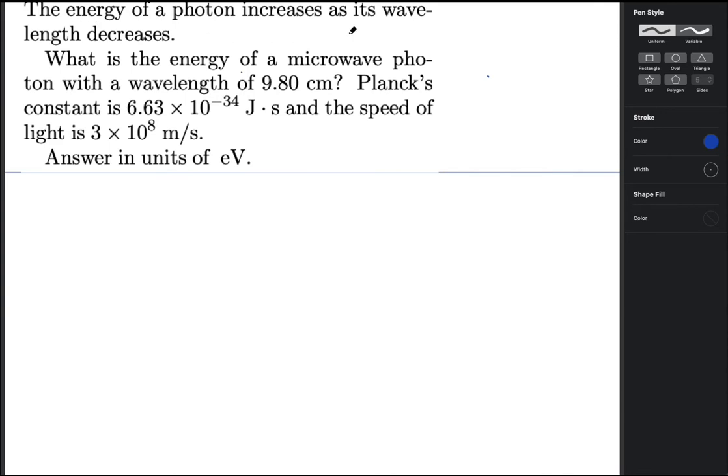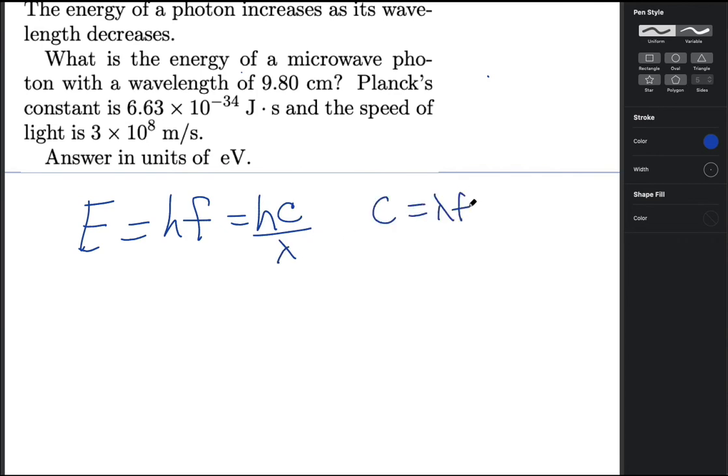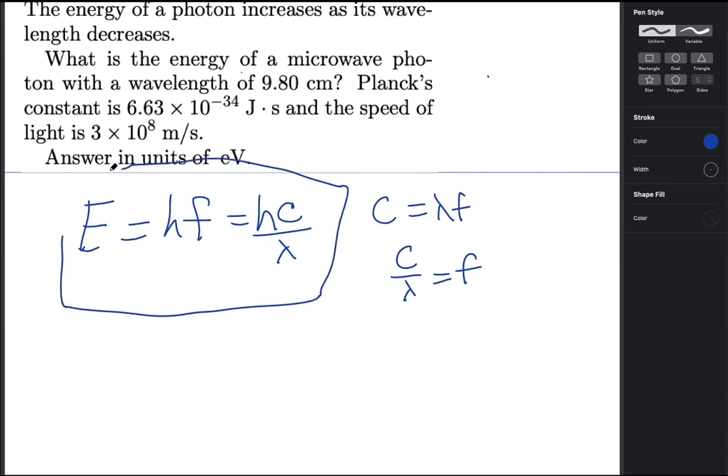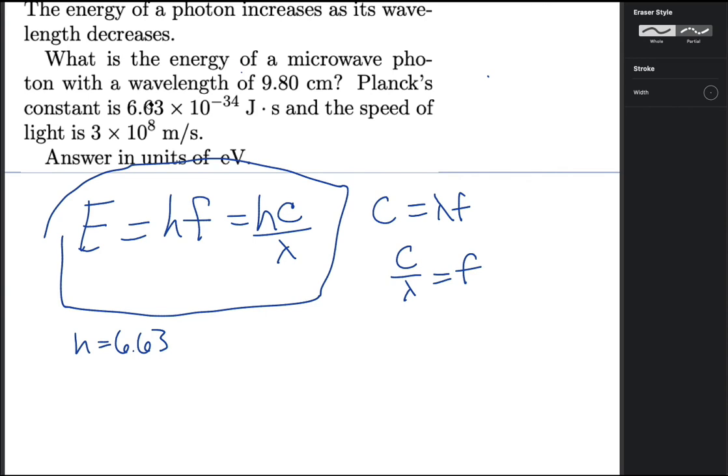The energy of a photon increases as its wavelength decreases. E equals h times frequency, which also equals h times c over lambda. I got that from c equals lambda times f, which means c over lambda equals f, so I could replace f with that. Either one of these allows you to find the energy of a photon, remembering that Planck's constant is 6.63 times 10 to the negative 34th joule seconds.